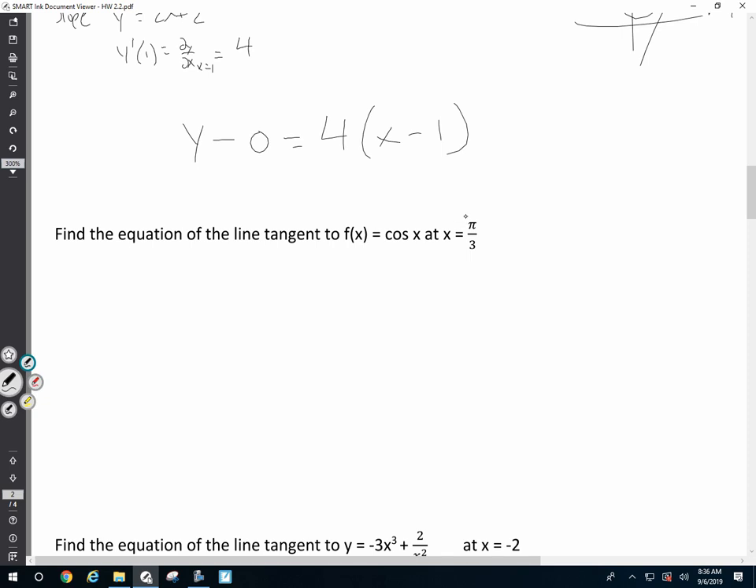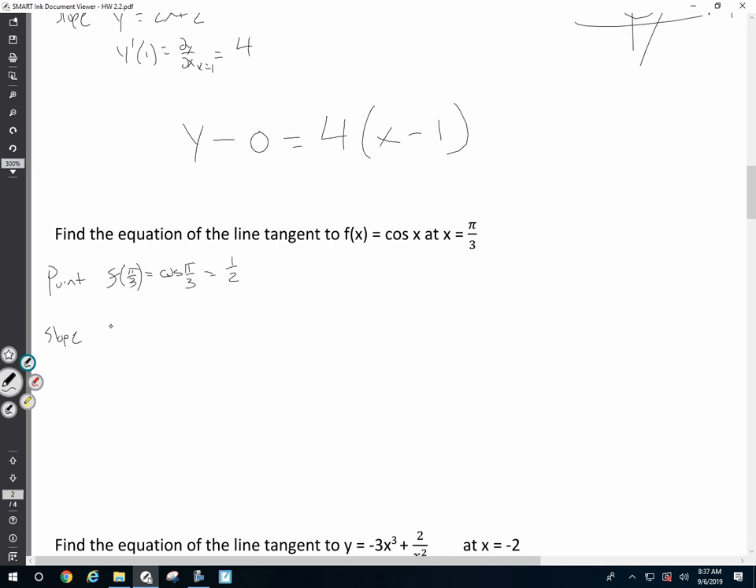Cosine, pi over 3, point, slope. Point comes from the function. It's where our tangent line will pass through. Cosine of pi over 3. Oh man. Trigonometry. It doesn't disappear on us. It just stays around. This is a half. Remember pi over 3, a 30, 60, 90 triangle. Cosine is the horizontal, the shorter side.